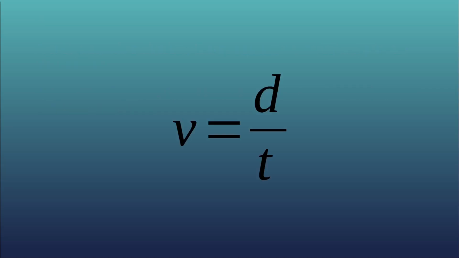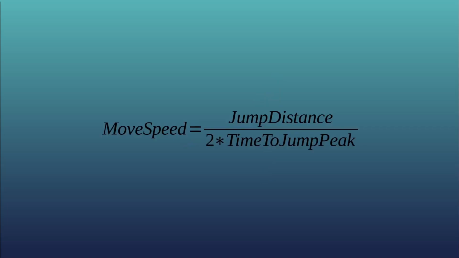We do that with the velocity equation, which is distance over time. It's a little bit easier than the other ones that we've been looking at. We can substitute in our variables, so it would look like this: move speed is equal to jump distance divided by 2 times time to jump peak. It has to be 2 times time to jump peak because the time to jump peak is half of the time that we spend in the air. So let's jump into Godot and implement these new functions.